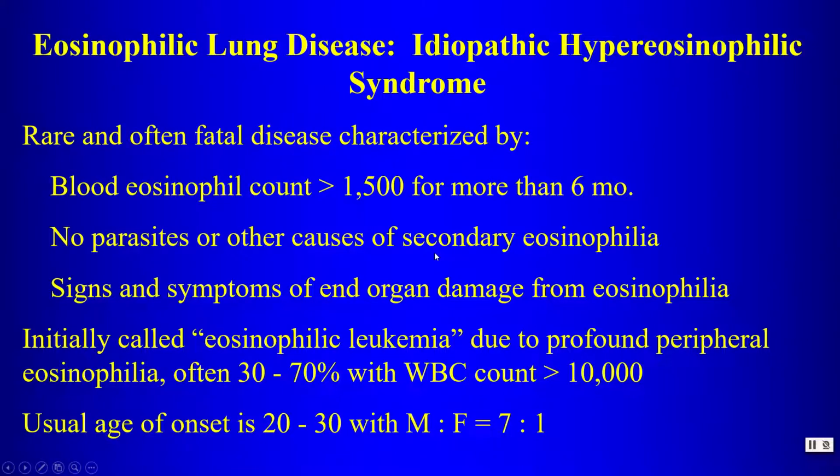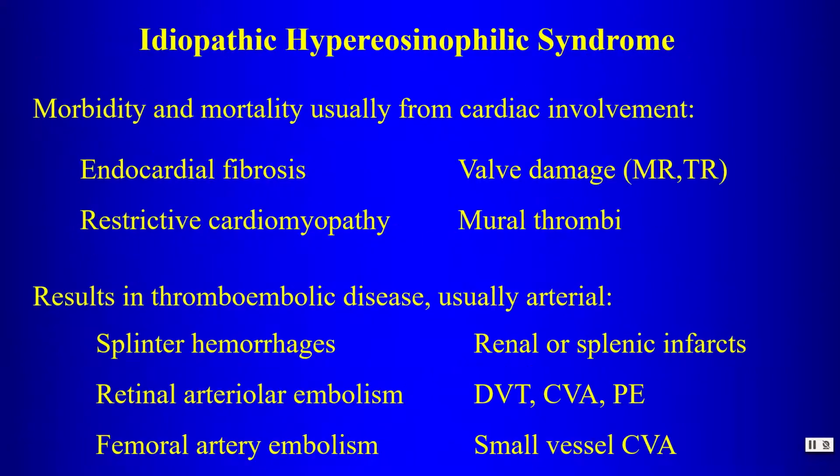This represents idiopathic hypereosinophilic syndrome. So this is associated with very high eosinophil counts. We rule out parasites or other causes of secondary eosinophilia, and the end organ damage is from the eosinophils. Initially, this was called eosinophilic leukemia because of the very elevated eosinophil count in these patients. So the morbidity and mortality, interestingly, is related to cardiac involvement.